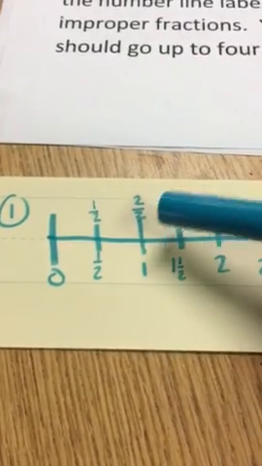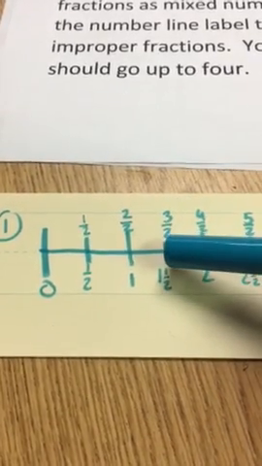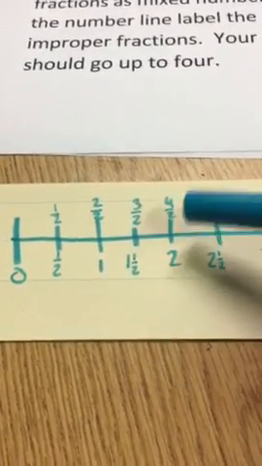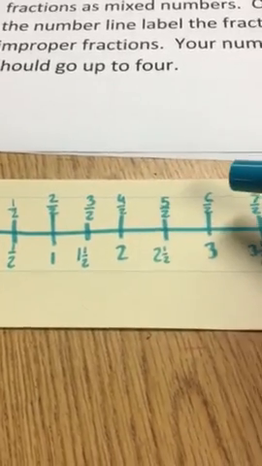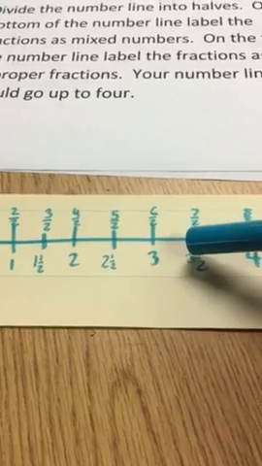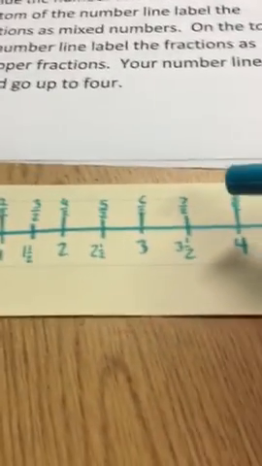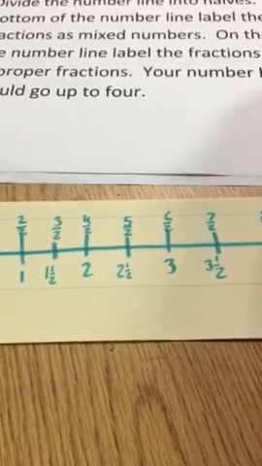So you should have half, then 2 halves or 1, 3 halves, 1 1/2, 4 halves, 2, 5 halves, 2 1/2, 6 halves, 3, 7 halves, 3 1/2, 8 halves, 4. So that's your first one in halves, okay?